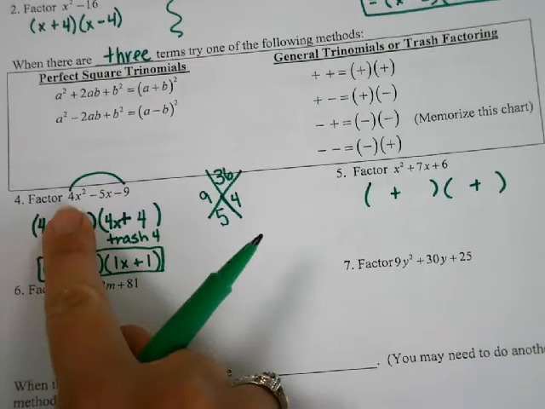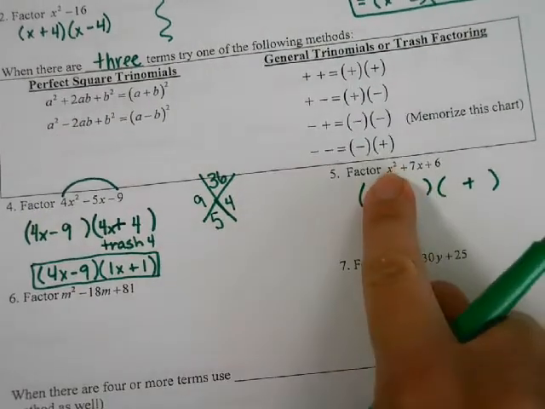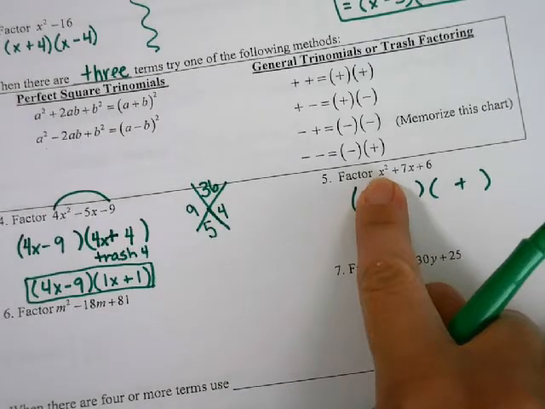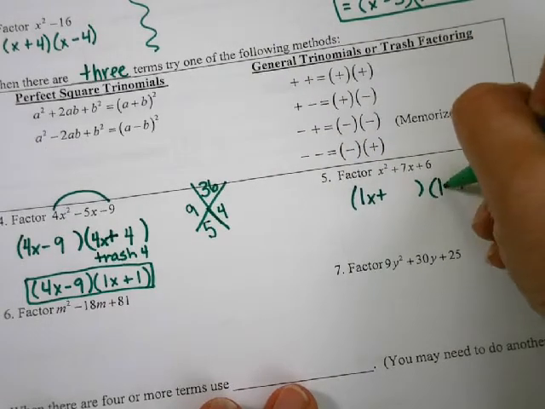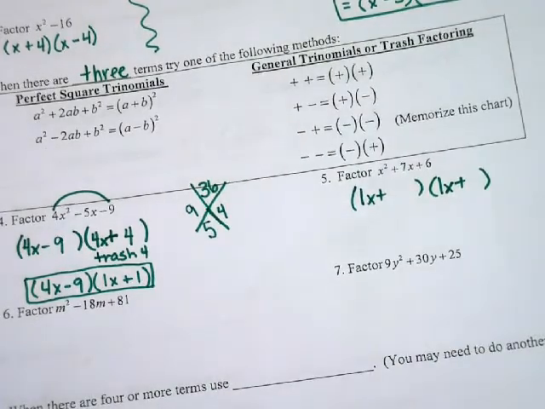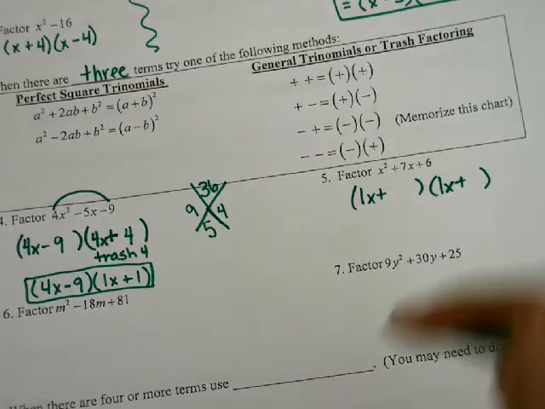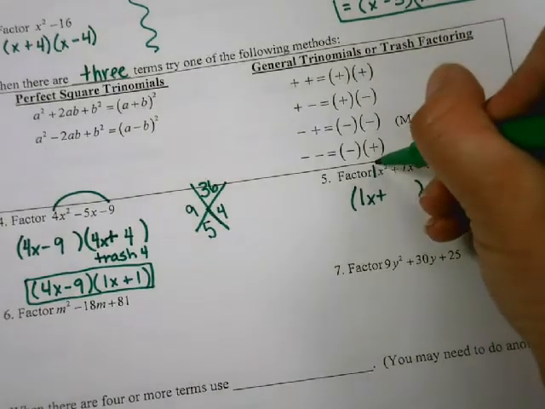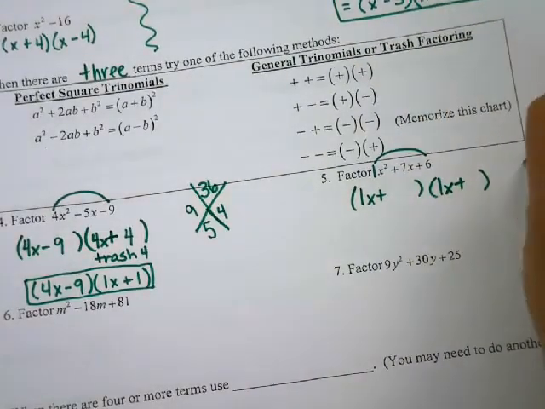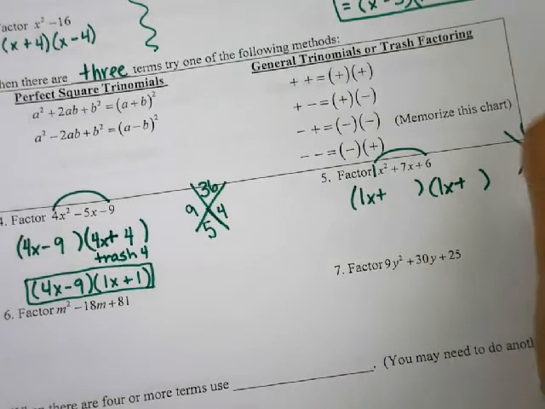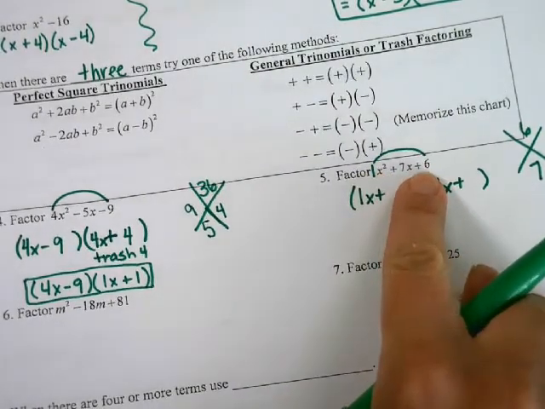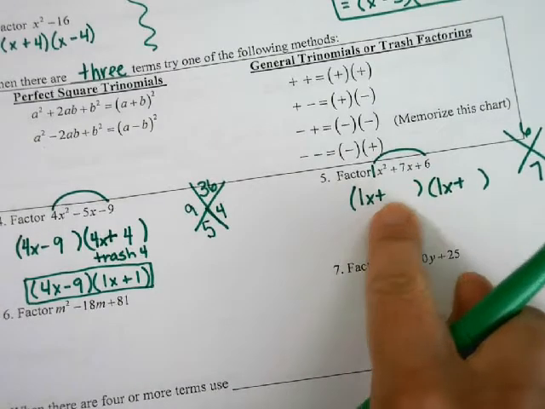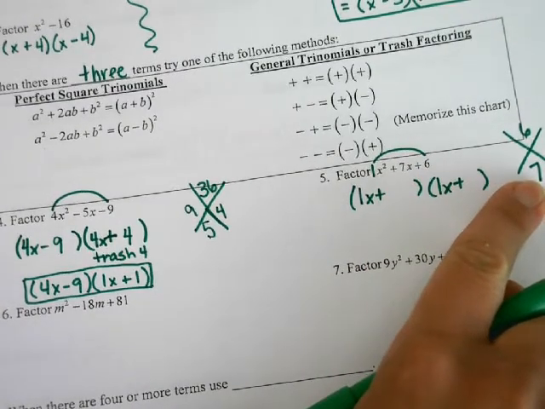This guy had a coefficient of 4 in front of my squared term. This guy has a coefficient of 9. This one has 1, right? Makes my life just a little bit easier. So I'm just going to put a 1x in both of them. Multiply the first term times the last term. 1 times 6 is 6. I need 2 numbers that multiply together to give me 6. And now they're going to add to give me 7.